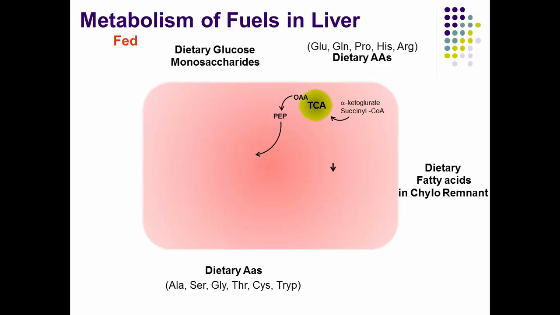So in the fed condition, we eat food including carbohydrates, lipids, and amino acids, right? The proteins. So let's talk about the dietary glucose. We know that 20% of the circulating glucose, initially from diet, is picked up by the liver. And the most important thing, the first thing that the liver will do with this glucose in the fed condition is to make glycogen, right?